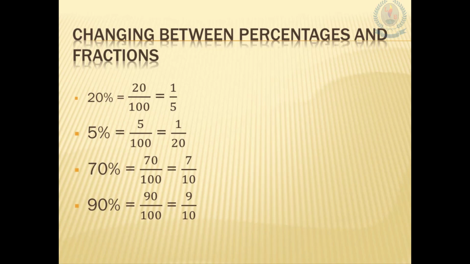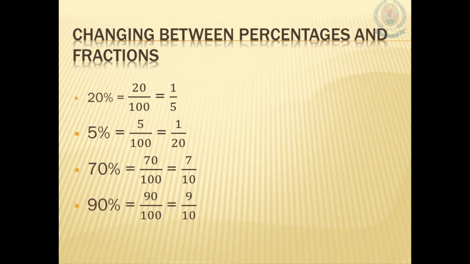Changing between percentage and fractions. First example, 20% you want to write as a fraction. So 20% means 20 out of 100. But when you are writing it as a fraction, you want to give the simplest form of the fraction. So you can divide both the denominator and numerator by 20. So you can get 1/5 as the final answer.